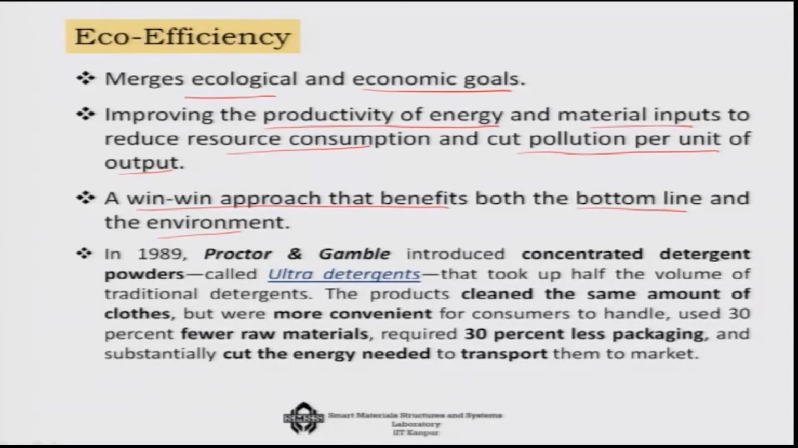Just one example, in 1989 Procter and Gamble introduced a concentrated detergent powder, which is also called ultra detergents. They took up half the volume of traditional detergents. These products cleaned the same amount of clothes, but were more convenient for consumers to handle, used 30% fewer raw materials, required 30% less packaging and substantially cut the energy needed to transport them. So, as a result this material was actually much more eco-efficient.